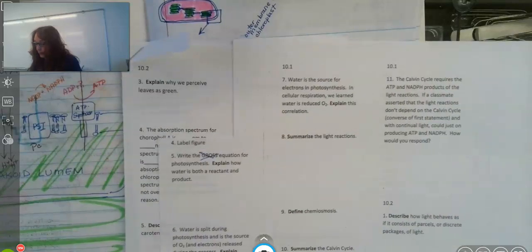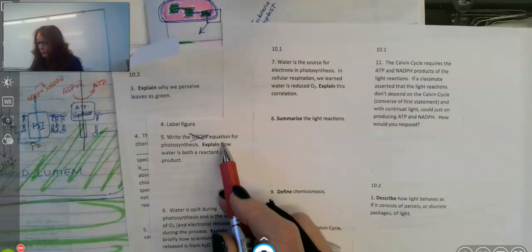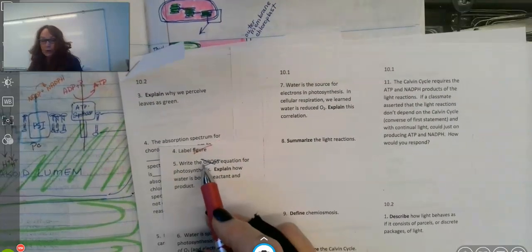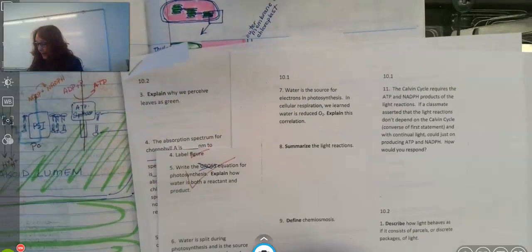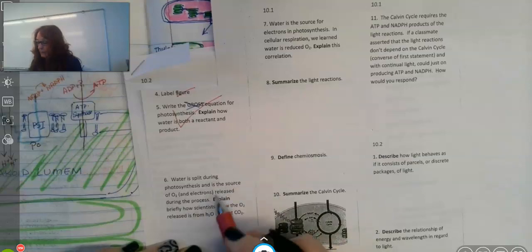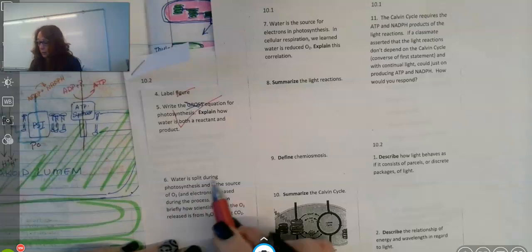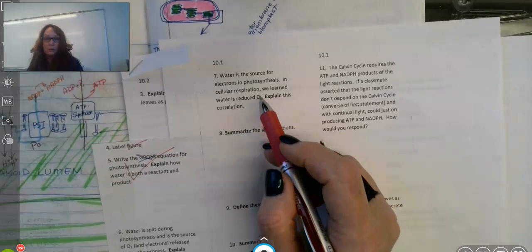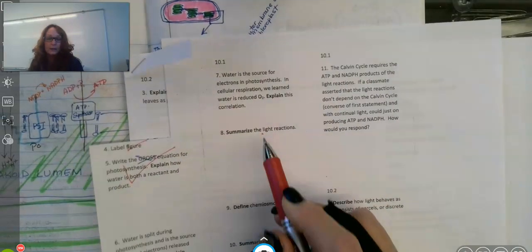Then we took this figure that was here and we labeled it. So that's done. We have included the equations for photosynthesis. We've done that. We talked about water being split, but this is now getting into the light reactions, and so this is what we're going to be doing. So we're going to be doing the water being split in our notes, source of electrons. We're going to summarize the light reactions.